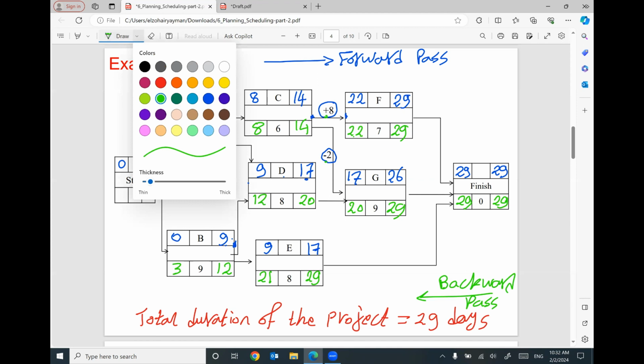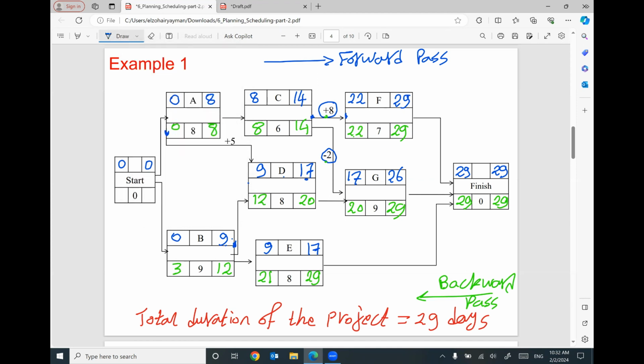Or this one is 12. 12 minus 5 will be 7, plus 8 will be 15. So we have two options. Based on the relationship with C, this 8 will be here 8. Based on the relationship between A and D, which is the start to finish, this 12 minus 5 will give you here 7. 7 plus 8 will be 15. So we have two options. Which one am I going to use? I'm going to use the smallest number.